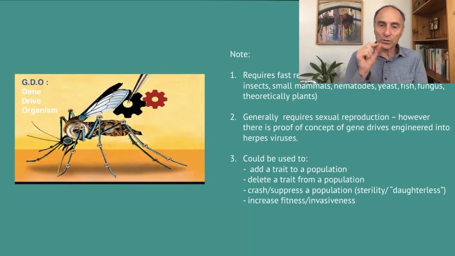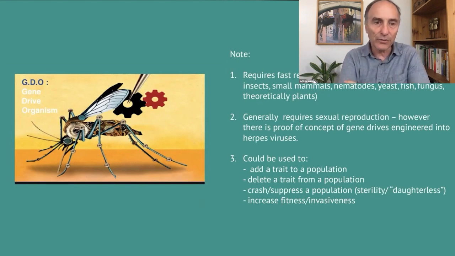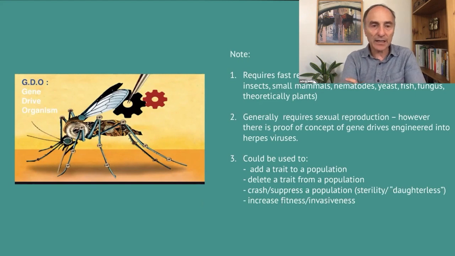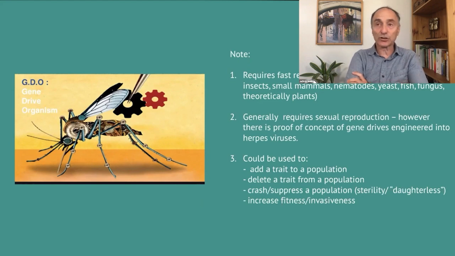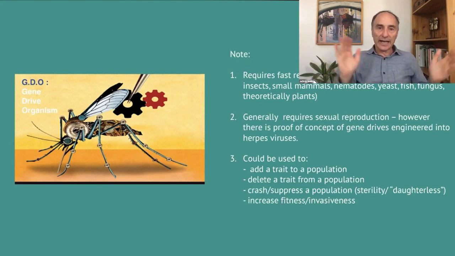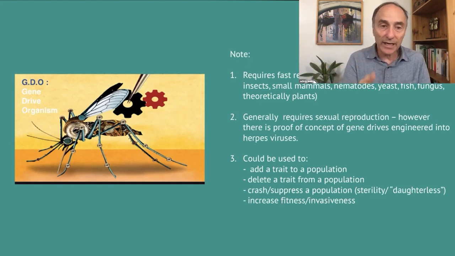You can also delete a trait from a population. You can also crash a population. So you can create a situation where all of the offspring are males. And they keep mating and create more males. And eventually, it'll be this one big bachelor party with very few females, and they will be wiped out. And so that's one way that you can use gene drives to destroy a species.